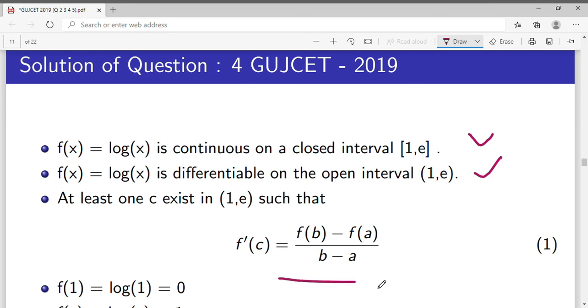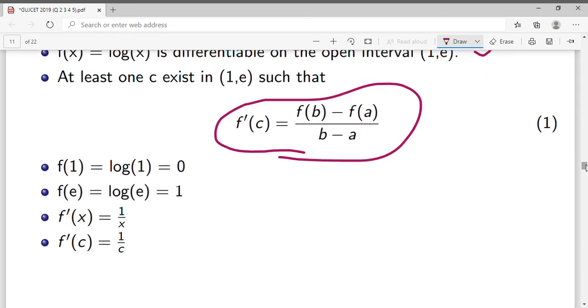So now here we have to solve this equation and from this we can find the value of c. Here according to this condition find the value. Here what is a? A equal to 1 value and what is b? B equal to e value. Okay. So that's why first find f of 1.